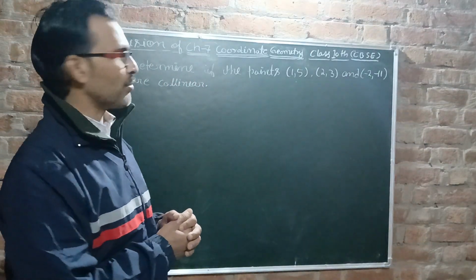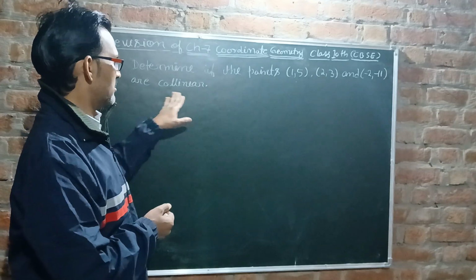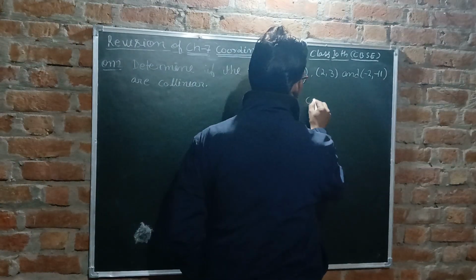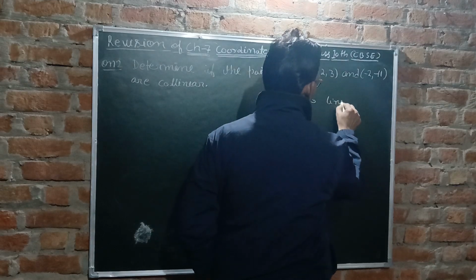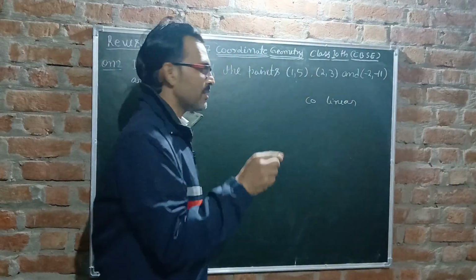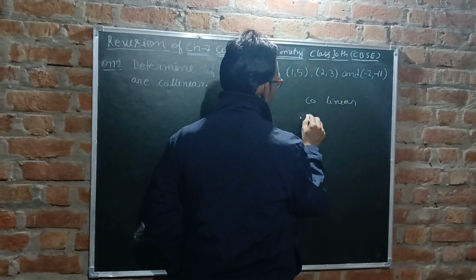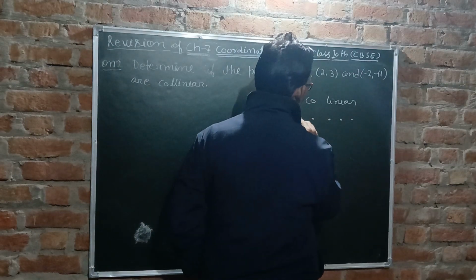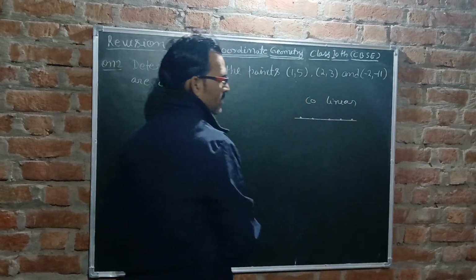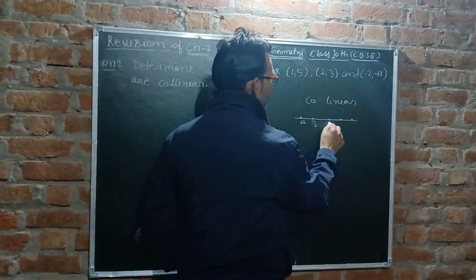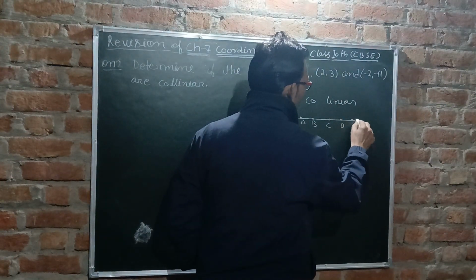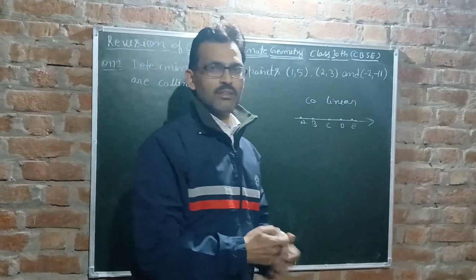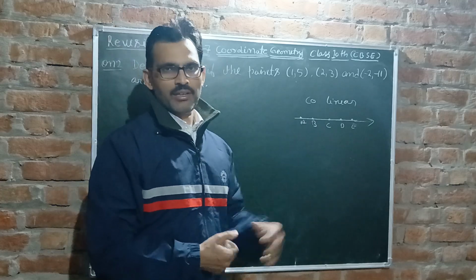First of all, we have to understand what collinear is. Linear means in the same line. For example, see this point, this point, this point, this point. These are all on the same line. This point A, this point B, this point C, D. These all are on the same line, so they are called collinear points. They cannot form a triangle.